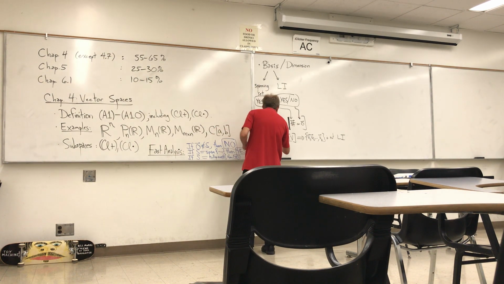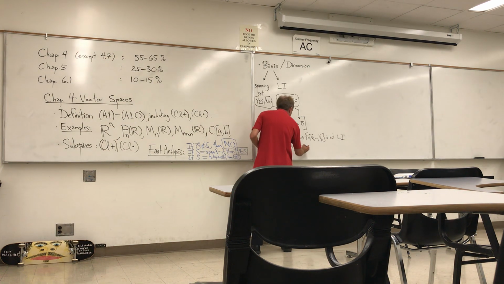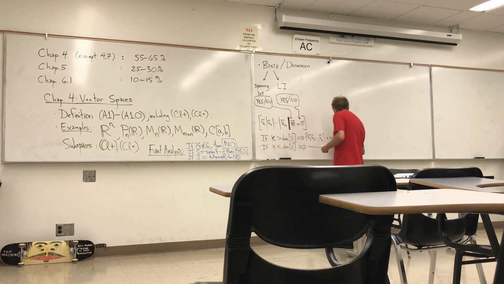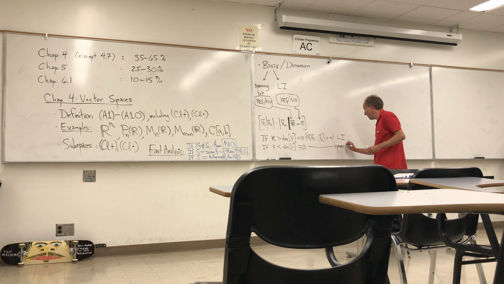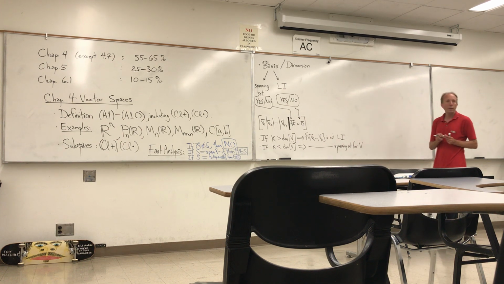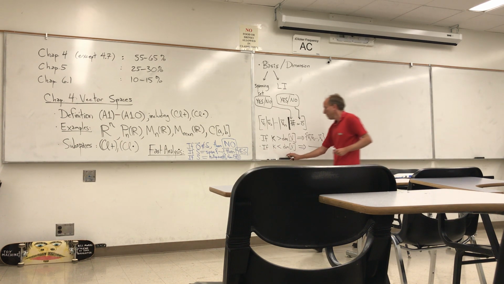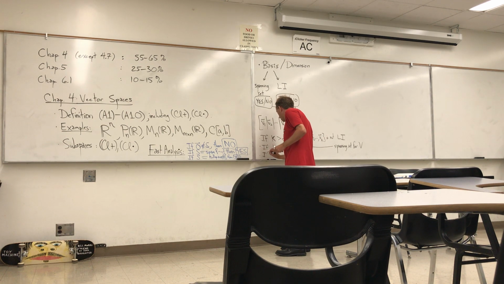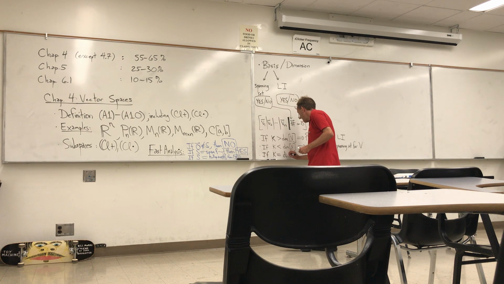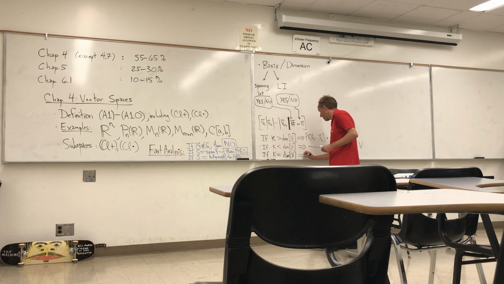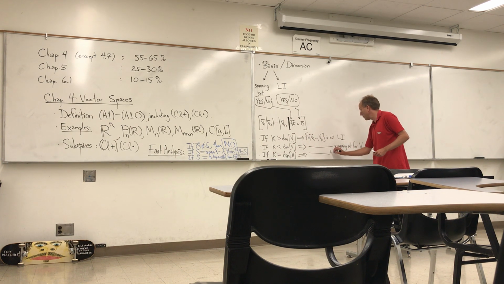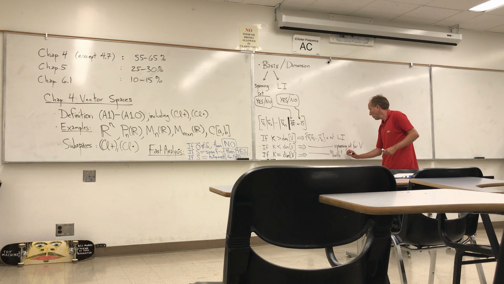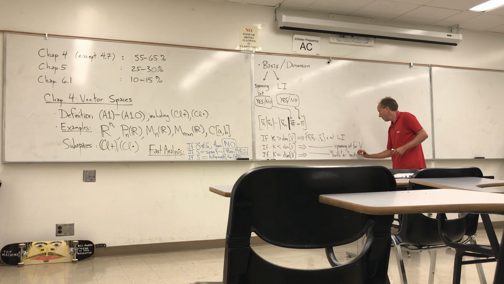On the other hand, if K is less than the dimension of V, in that case, these vectors do not form a spanning set. It is not a spanning set for V. And then finally, if K is equal to N, if K is equal to the dimension, if I give you the right number of vectors, then this set is both linearly independent and spanning, or neither.